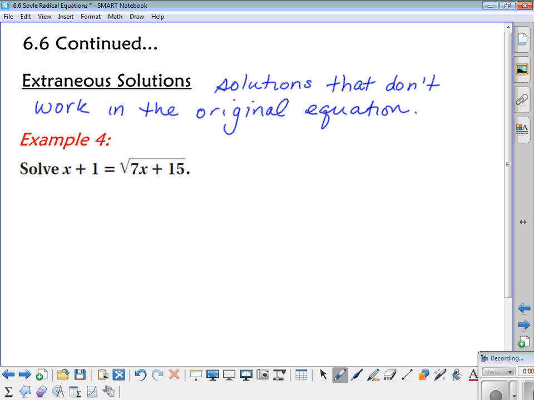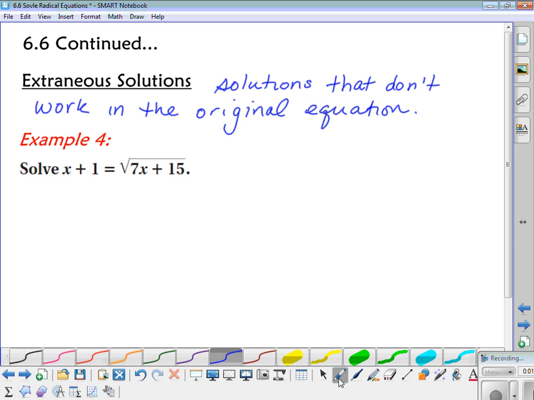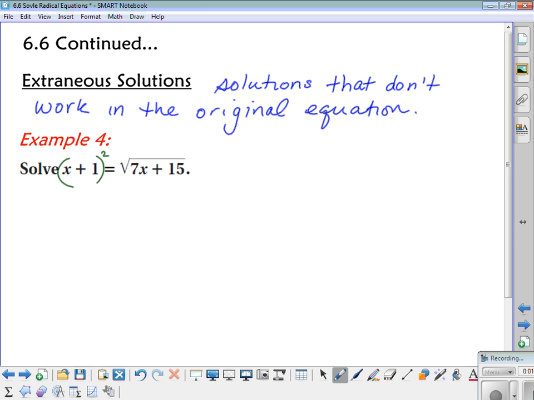All right, so for example 4, we are going to solve x plus 1 is equal to the square root of 7x plus 15. So they've already isolated the radical on the right side, so I can just square both sides. And so I get x squared plus 2x plus 1 is equal to 7x plus 15. Remember, when you're squaring a binomial, that's x plus 1 times x plus 1. So make sure you guys remember that you have to distribute everything. It's not just going to be x squared plus 1, but you have a middle term, okay?